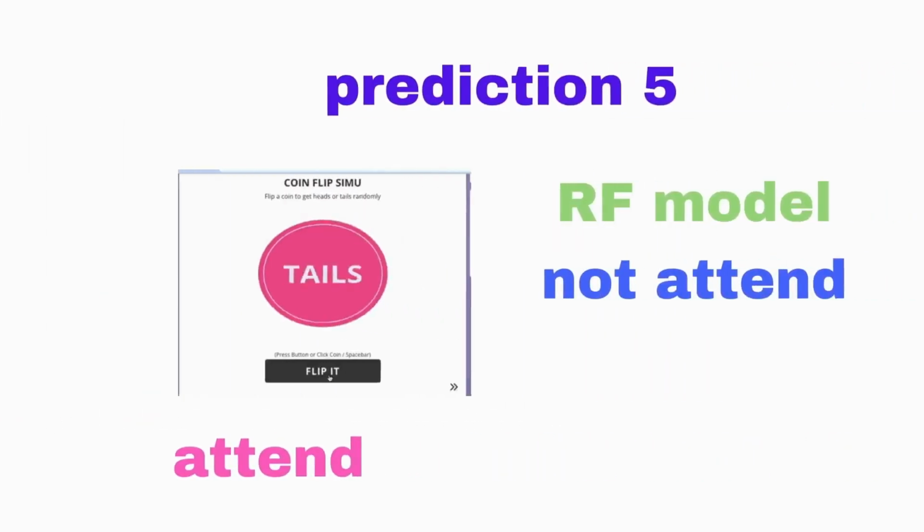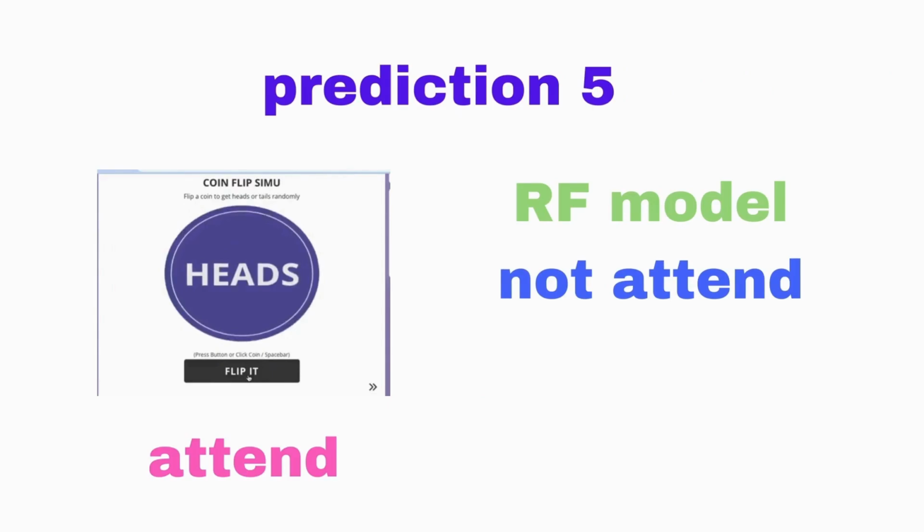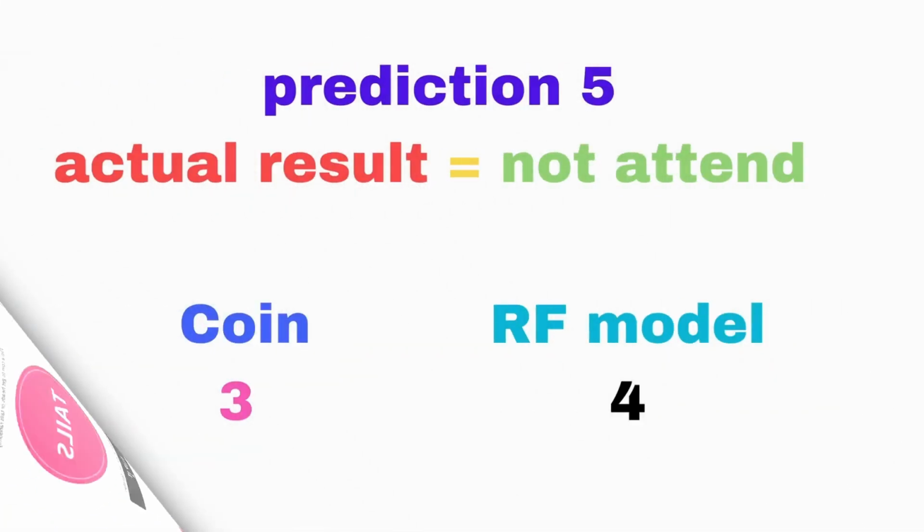For prediction 5, the coin was heads, meaning attended, and the random forest model, again, given the inputs, predicted not attended, and the actual result was not attended. So the random forest model beat the coin 4-3. In reality, you would not consider these 5 predictions significant. You'd really be looking at the larger test data set, precision, recall, and F1 score, and considering it in relation to your business case. What's more important, precision or recall, or whether you need a balance of the two.